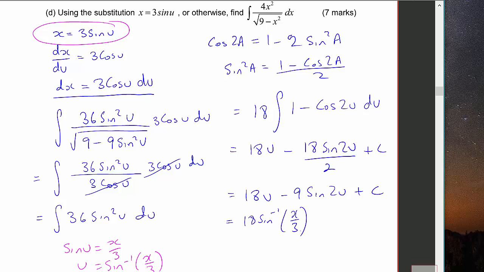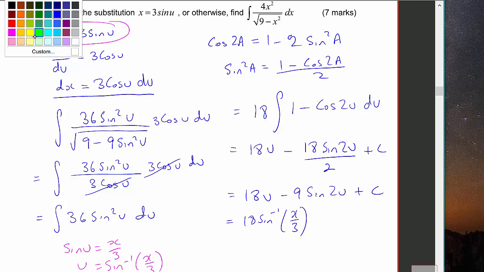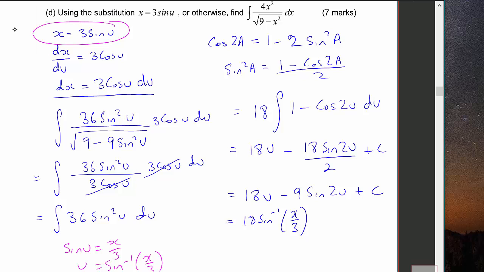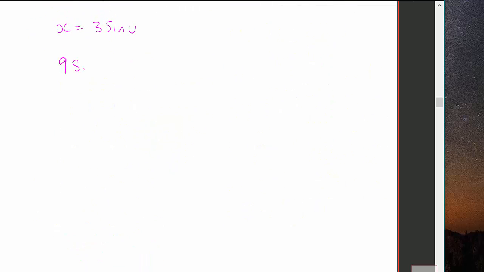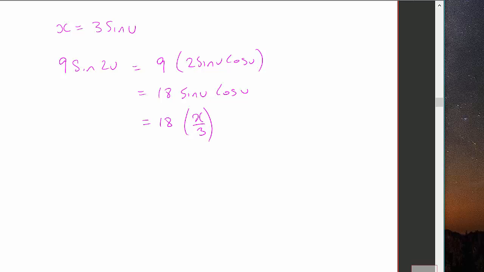Now the 9 sine 2u. So let's think about that. So I know that x was equal to 3 sine u, and the expression I've got here is 9 sine 2u. So sine 2u is 2 sine u cos u. So I've got 18 sine u cos u. Now the sine u is easy enough. That's x over 3. What about cos u?